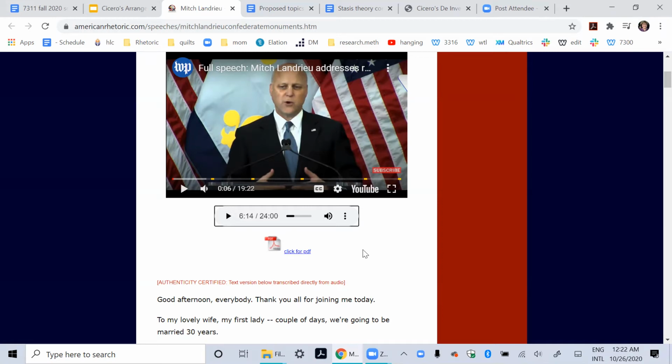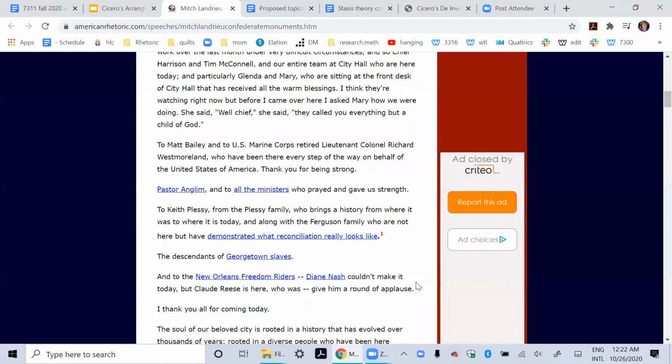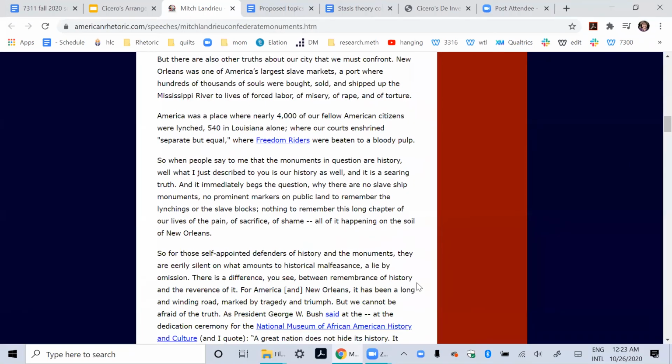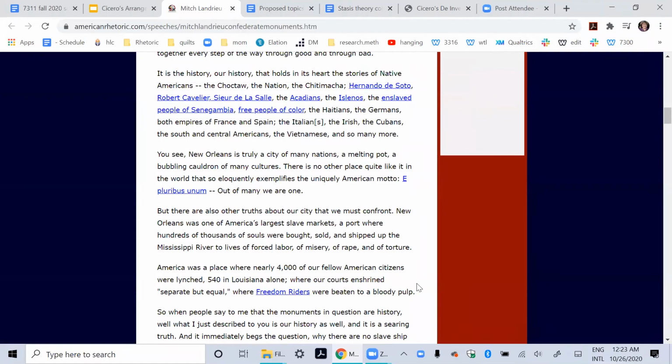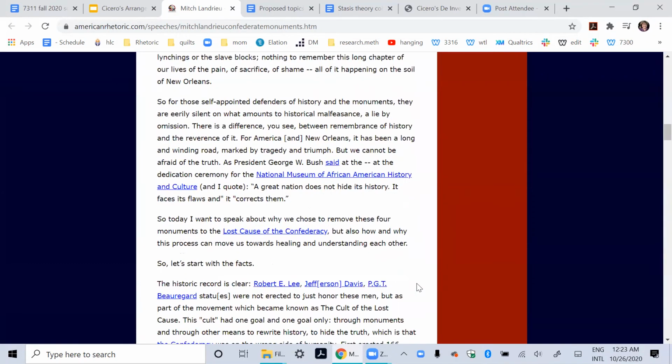So you have here a very classic partition as described by Cicero. He states what he's going to talk about. He is going to explain why they removed the monuments, and then he is going to talk about the future, how they can move towards healing and understanding.